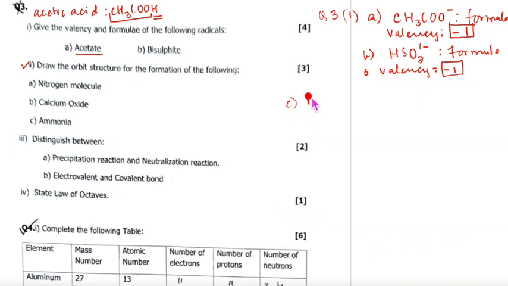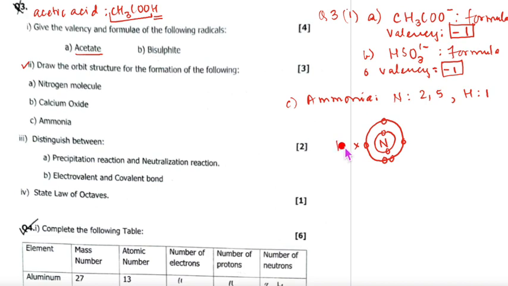So our C part is talking about ammonia. Now for ammonia, nitrogen is 7, which is 2, 5, and we have hydrogen, which is 1. So we will start with nitrogen. Nitrogen will have 1, 2, and then in the second orbit we will have 1 here, 1 here, 1 here, and these two over here. So we have 5 electrons, and this will be shared with hydrogen like so.